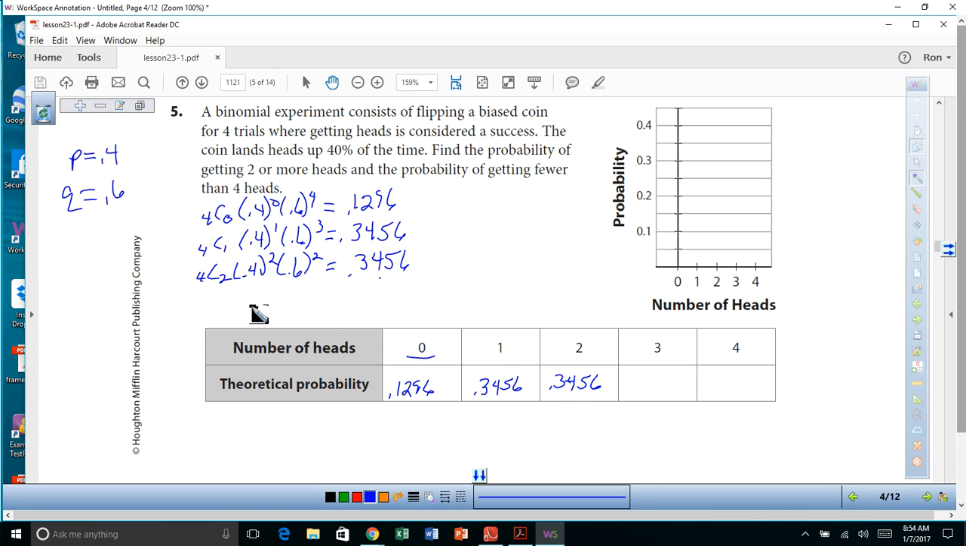And then 4 choose 3, 0.4 to the third power, 0.6 to the first power, and that's going to give you 0.1536. And then the fourth one is going to be 0.0256. All right, so 0 is 0.1296, maybe right there.